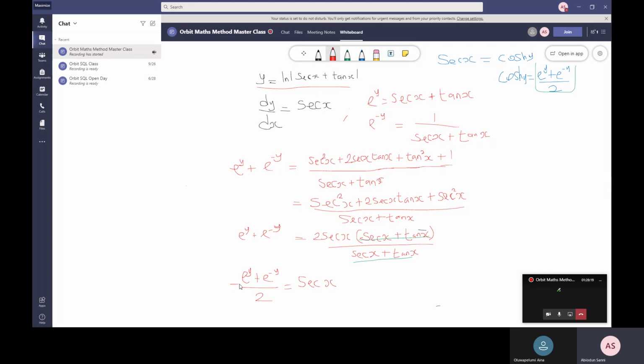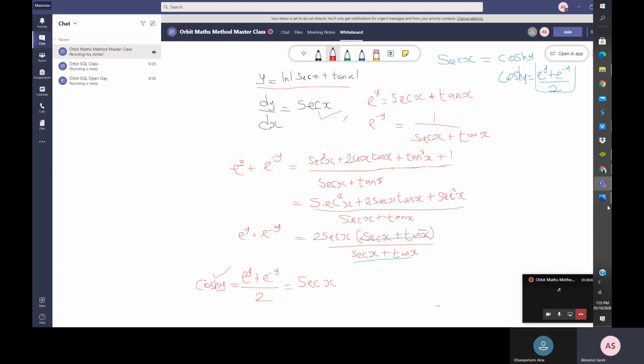And this is actually the same thing as cos y. So from that, you have been able to say that sec x is the same thing as cos y. So the dy over dx is actually equal to cos y. Do you understand?